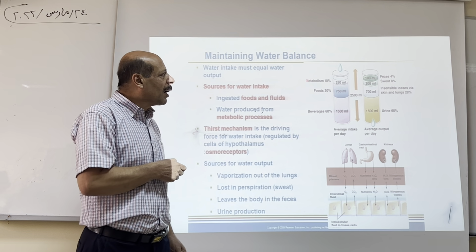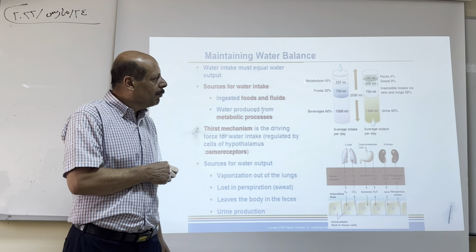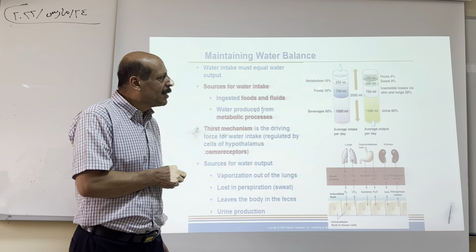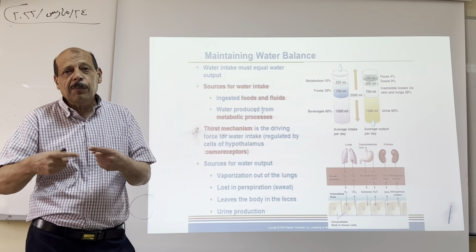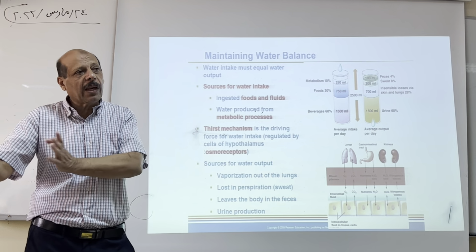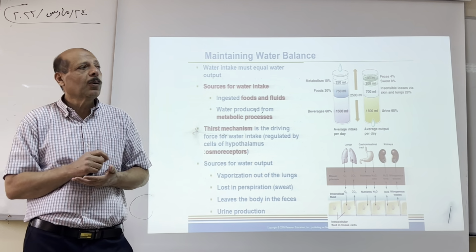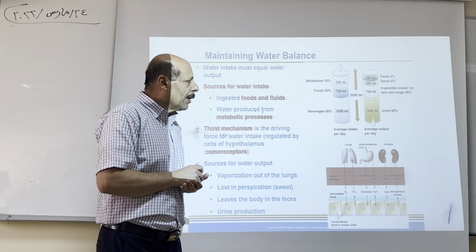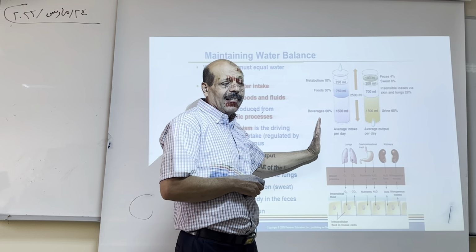It will produce around 10% of our body fluid intake. It is around 250 ml of water. It will be produced through the chemical processes in our body due to metabolism. So this is the average intake of water per day.